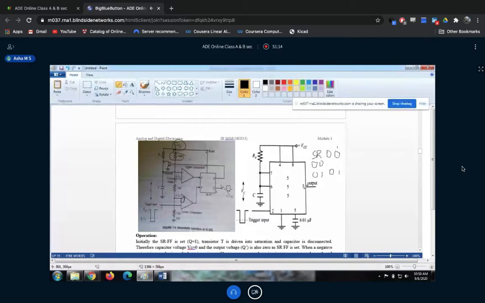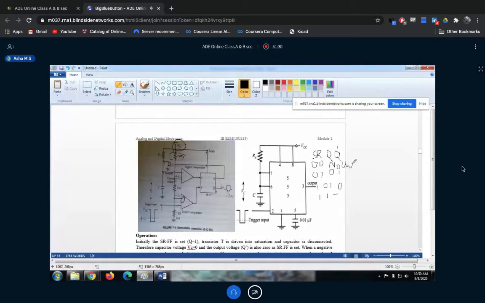Why all those things, let's see when we jump to digital. For the time being, we just need to know that when S is equal to 0, q will be equal to 0. When S is equal to 1, q will be equal to 1. So this is what you need to remember to understand this.